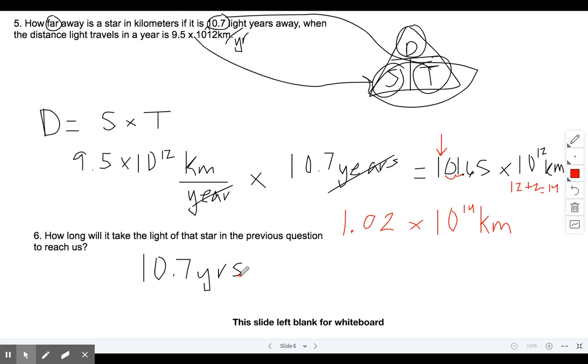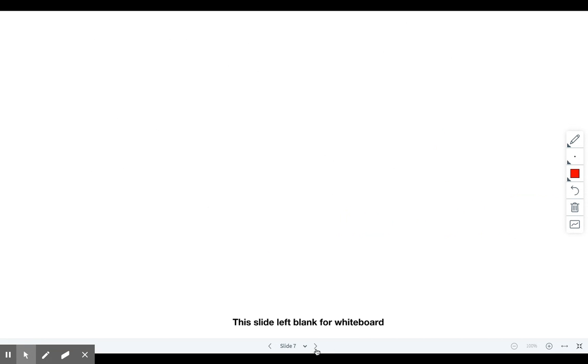So if we were to send a message to that planet, that star orbiting that planet, and get the message back, we'd have to multiply it by 2, and that would give us 21.4 years if it was a round trip. So if we traveled at the speed of light to this planet, it would take us 10.7 years to get there, and another 10.7 years to get back. If we were traveling at the speed of light at 9.5 times 10 to the 12th kilometers in a year, which is impossible because we travel super slow compared to that. We'll talk about that more when we get to space travel.